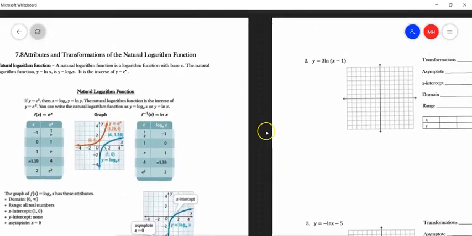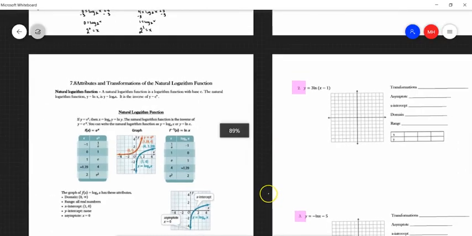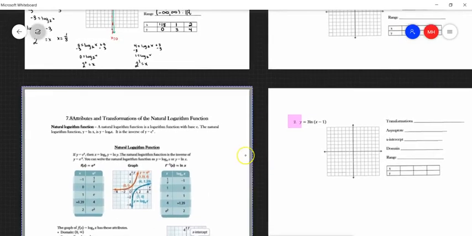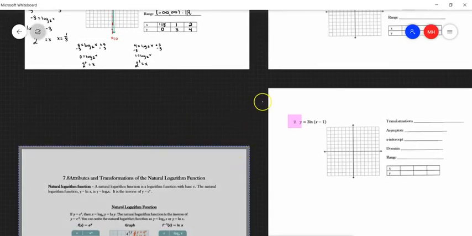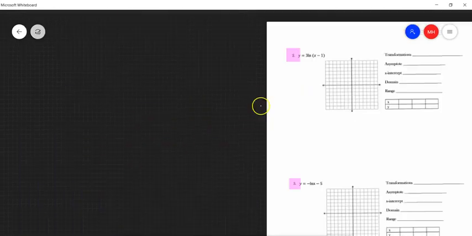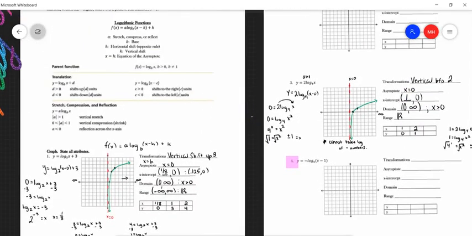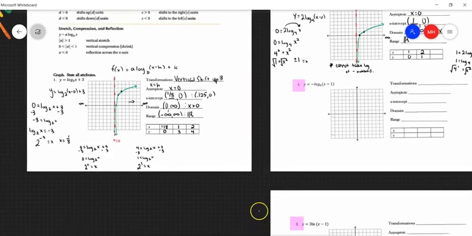So you have 2 and 3 for the ln problems, and then you have 2 and 4 for the log problems. So you in total have 4 problems. Should not take too long.